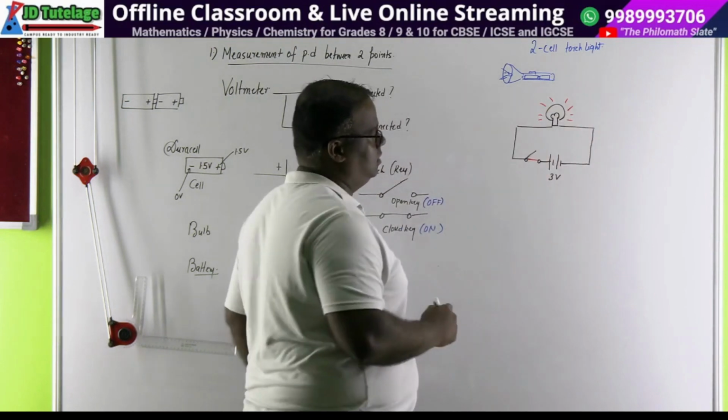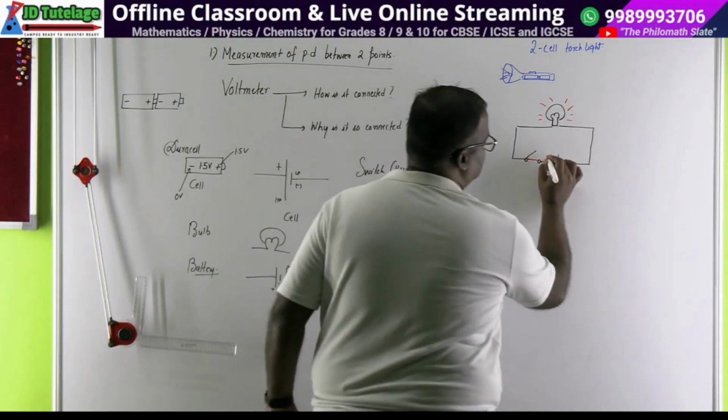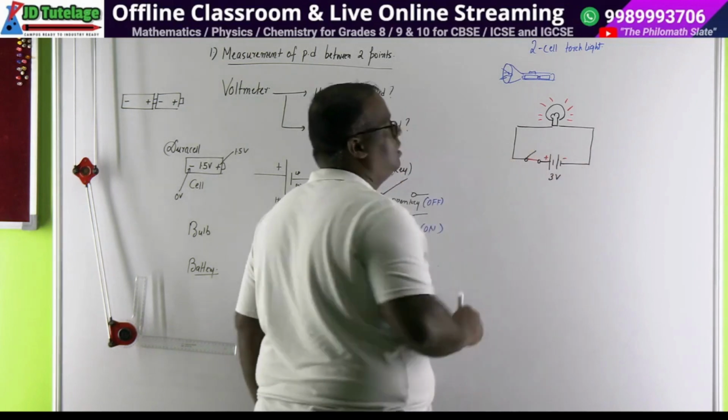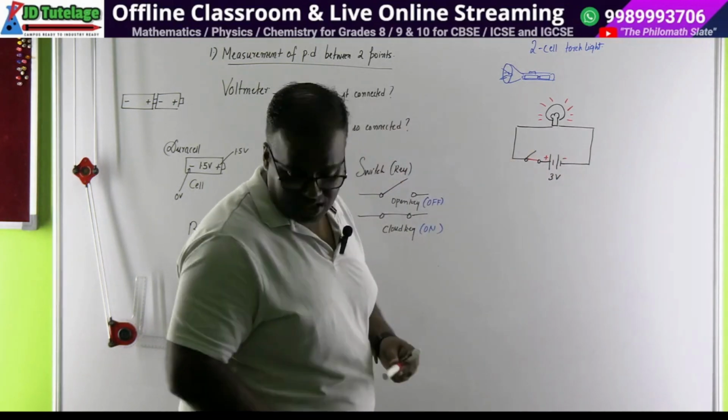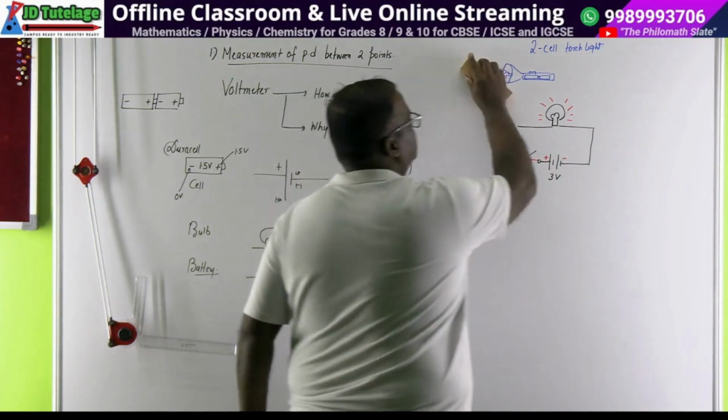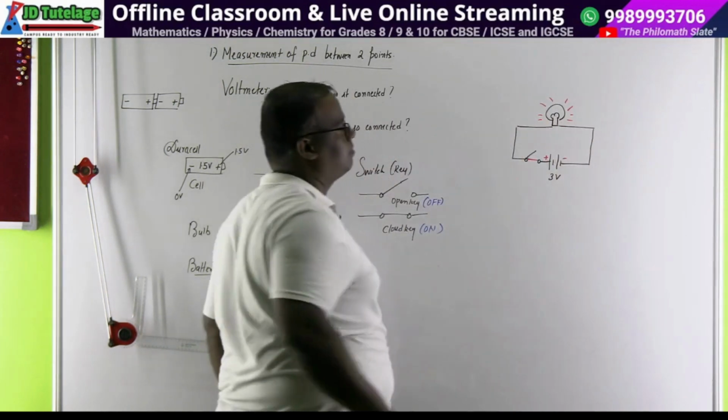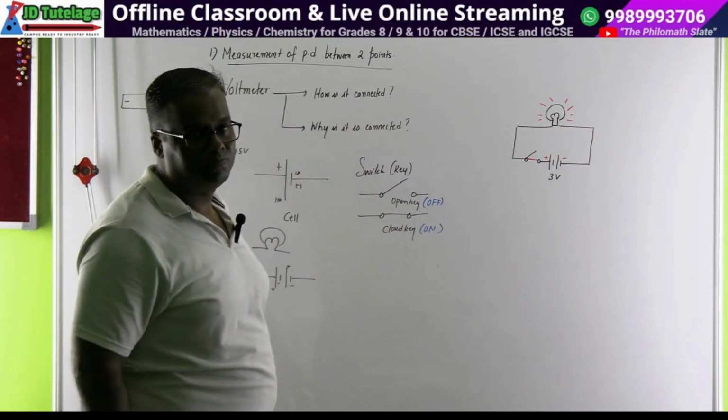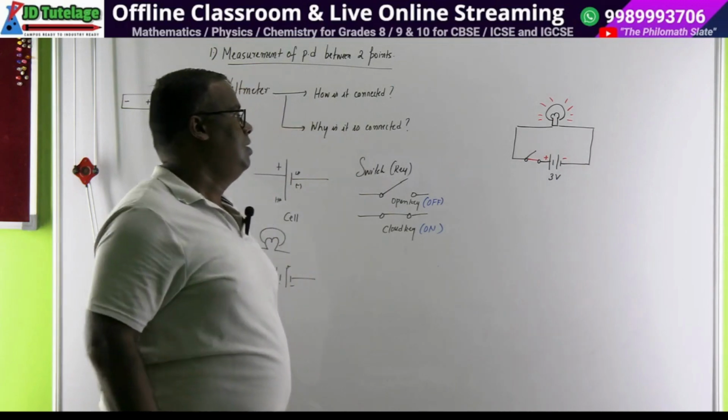Understood? So this is the simplest circuit diagram of a two-cell torch lamp. Got it? Fine.